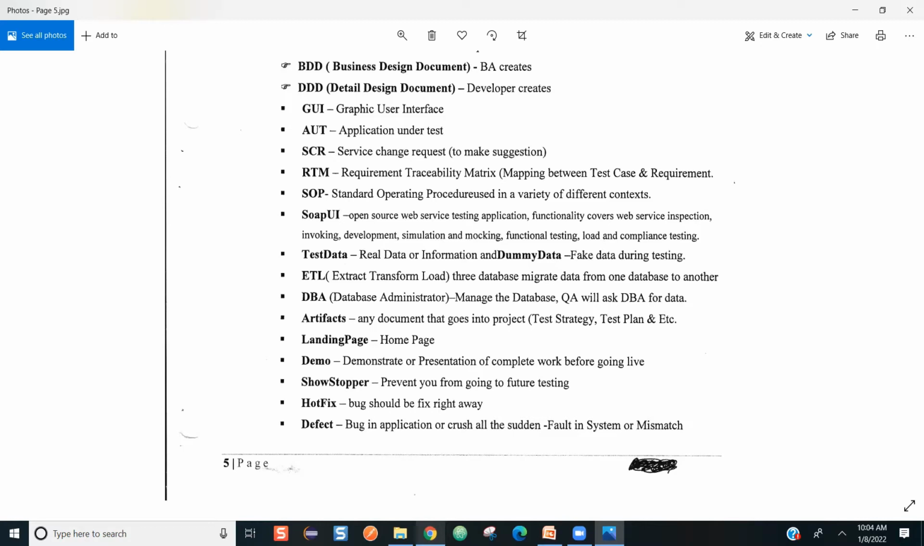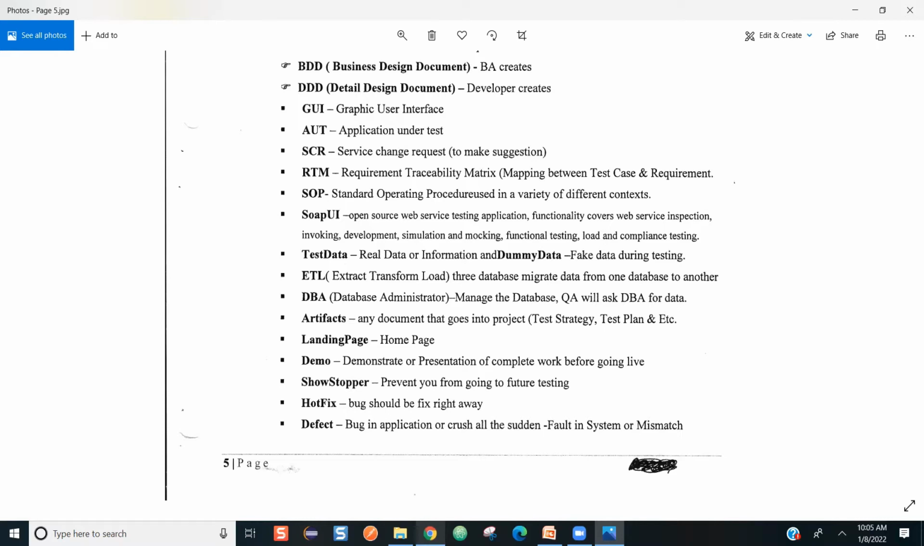So, landing page, home page, not like that, I mean the demo. But showstopper is also a very important keyword. Anything that prevents you from going to further testing is called a showstopper. You want to test something in your application, but your login functionality is broken, you cannot log in and you cannot land up in the application. So that is your showstopper.